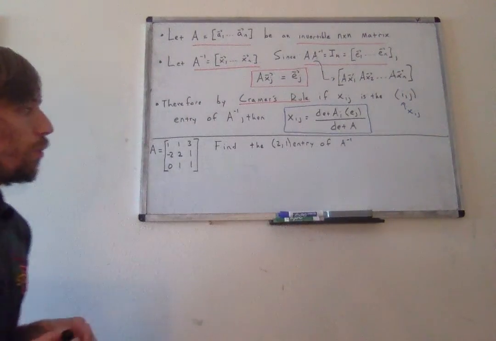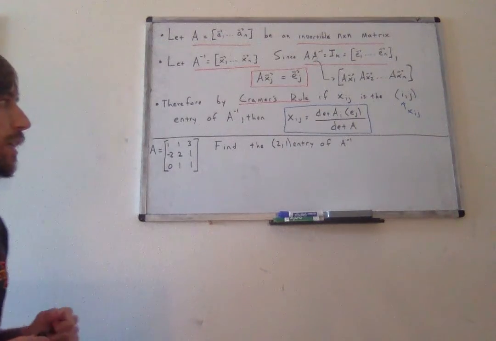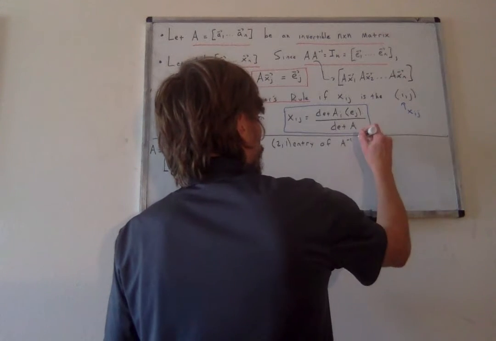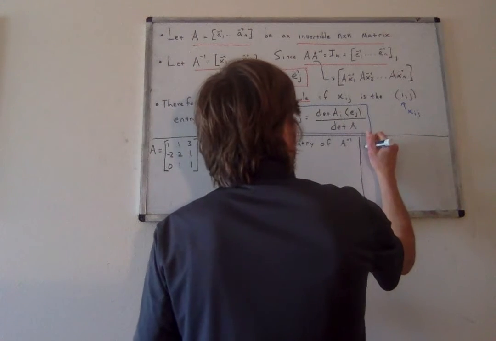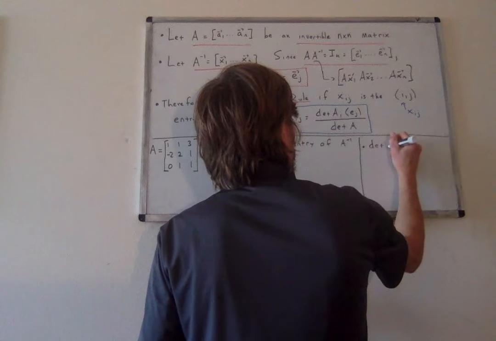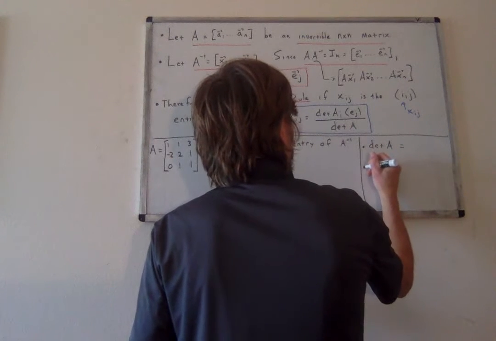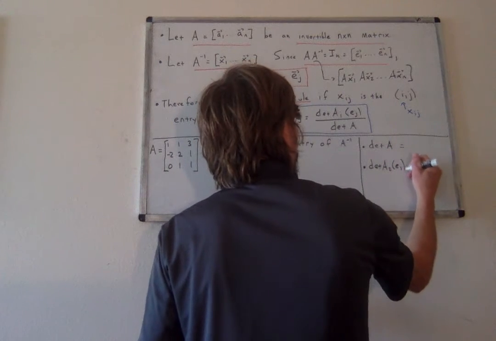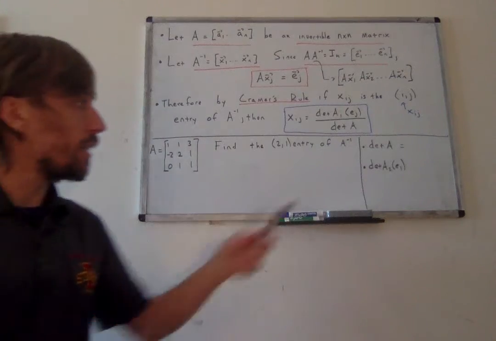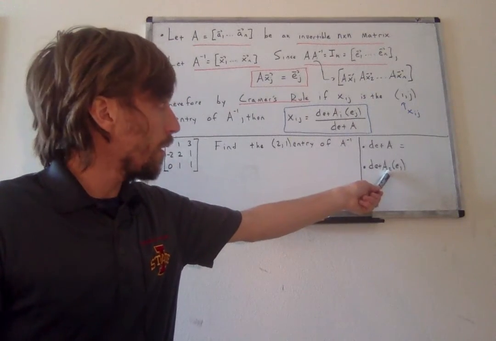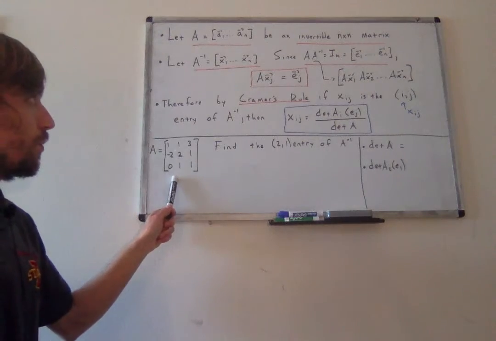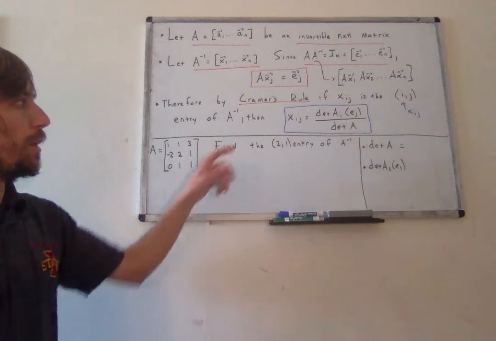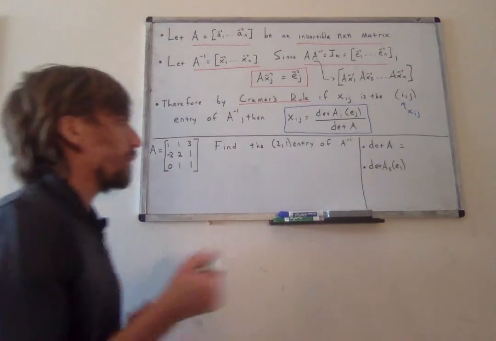All right, so what we want to do here is find the 2, 1 entry of A inverse. So ultimately, we need the determinant of A. Then we need the determinant of A sub 2 of e1. Notice again here, I'm going to replace the second column of this matrix with the standard basis vector e1 in R3, and then I will get x sub ij.